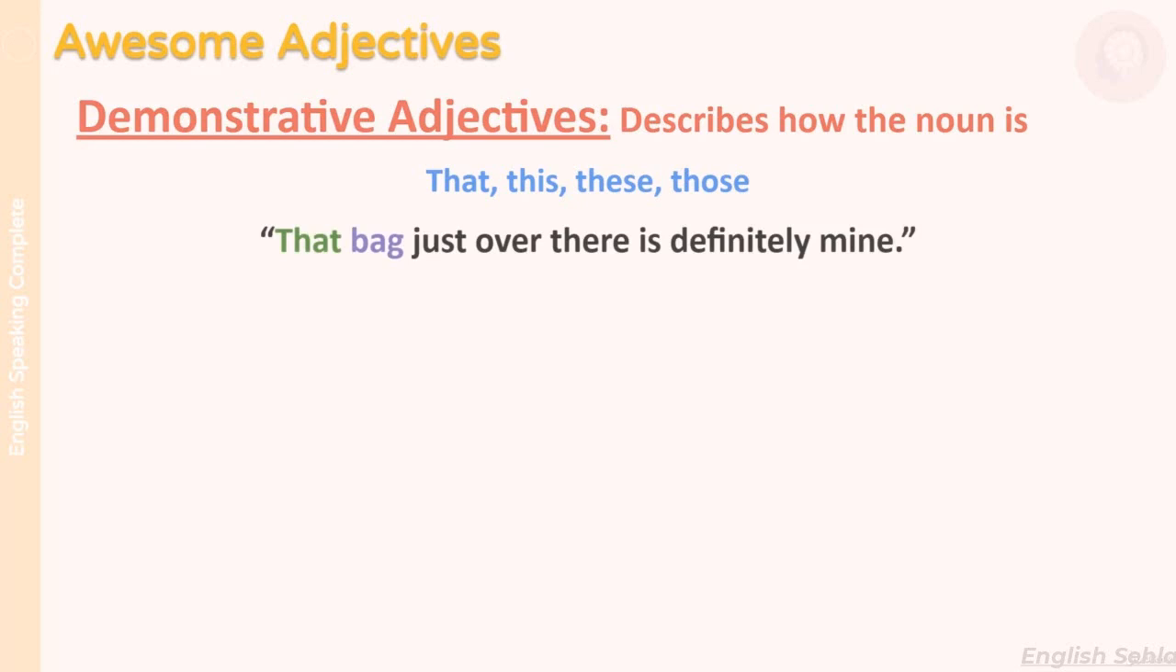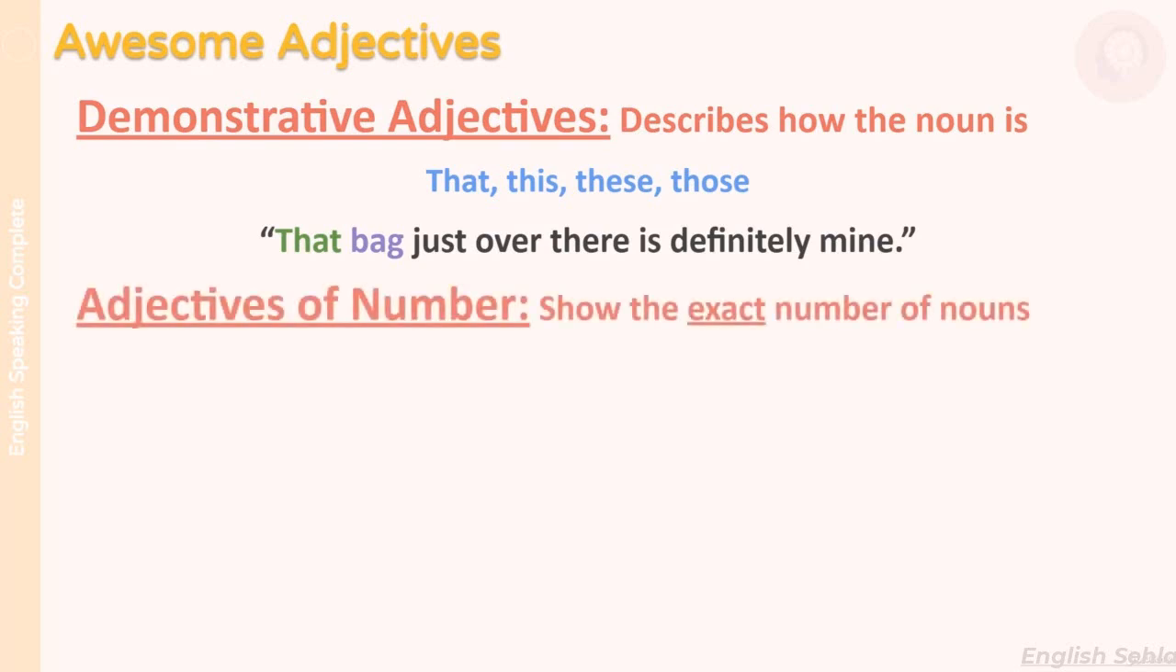So we're kind of signaling to the noun as well. We're defining it in more detail. We're almost pointing to it. That bag. So we can see the adjective that and the noun bag are closely linked together. That bag just over there is definitely mine.